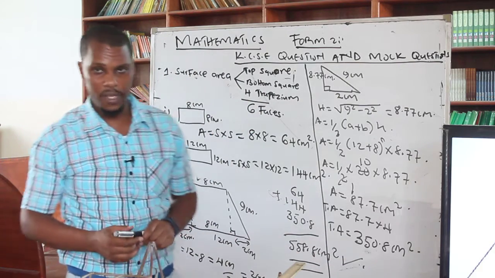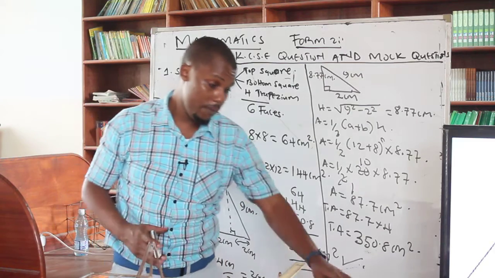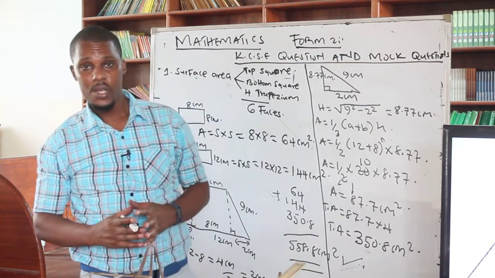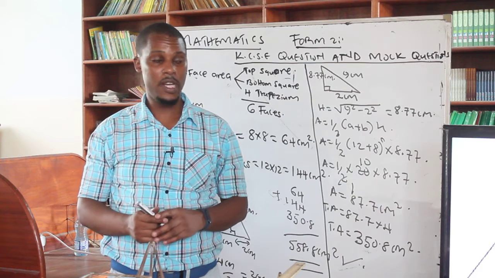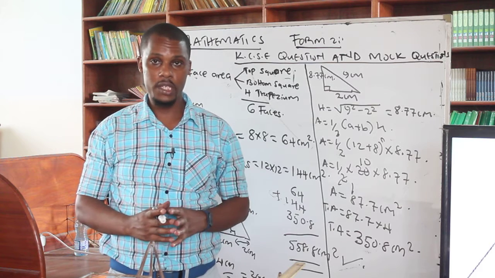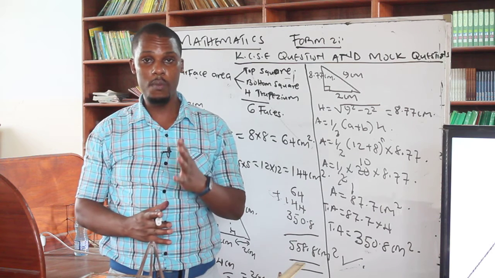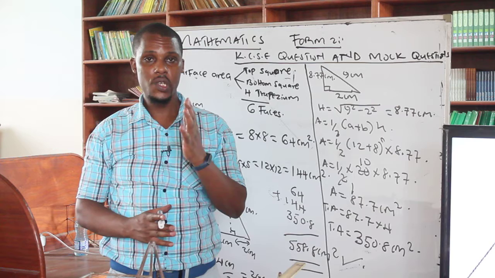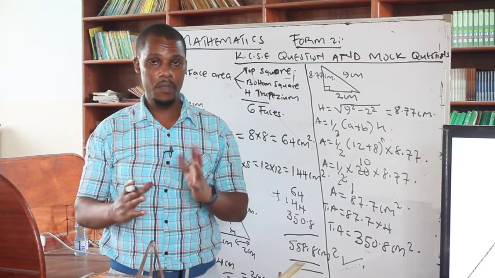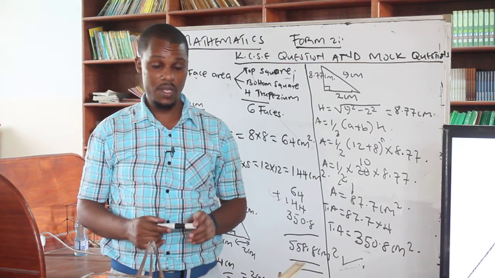These marks are not just given. They are awarded depending on the work you show. You need to pay attention, do your analysis, and then come up with the correct answer. So for you to find the surface area, you need to identify the faces that make up the given solid. Once you identify them, you sum up, and then you get your total surface area.